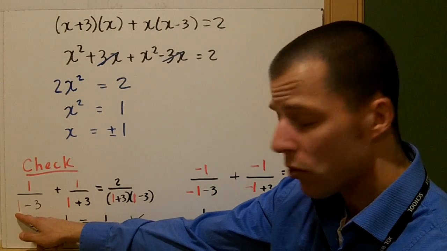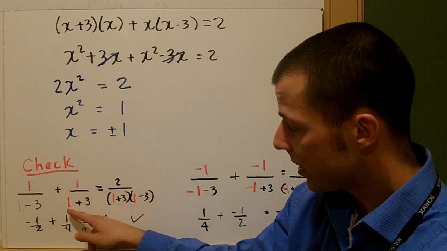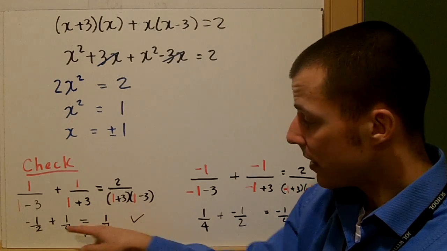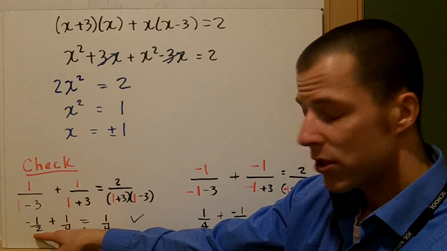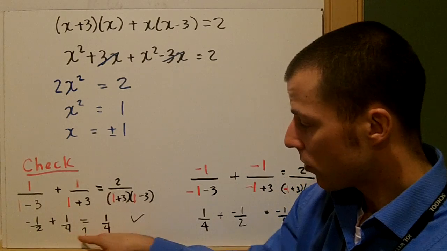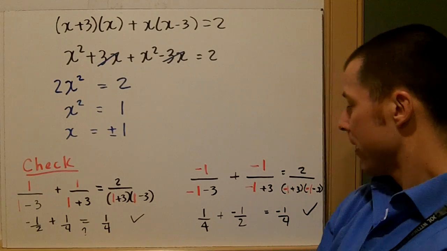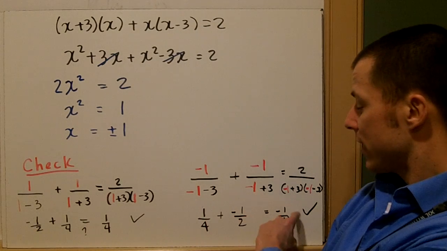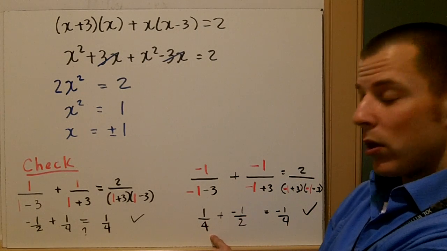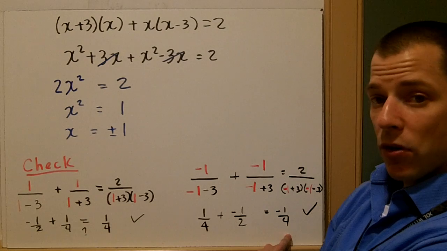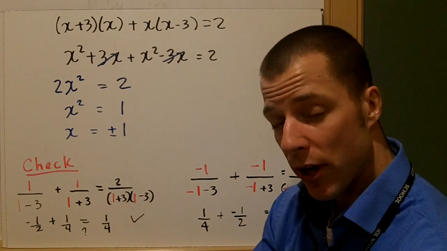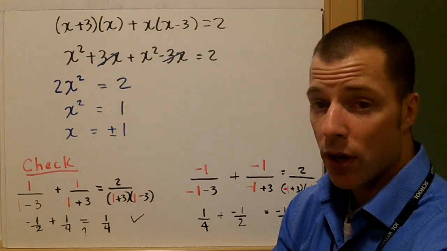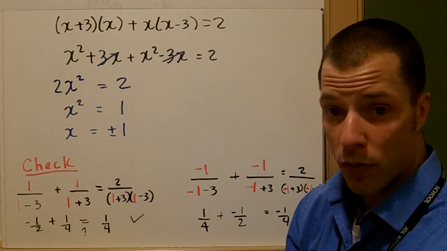Okay, so I substitute 1 in wherever I see x, and you'll see that in red. Okay, and I simplify my fractions. Does negative 1/2 plus a quarter equal negative a quarter? It does. Here, I plug in negative 1 for x, and I have does 1/4 minus a half equal negative a quarter? And it does. So your answers are plus and minus 1. There's two solutions here. They both work.